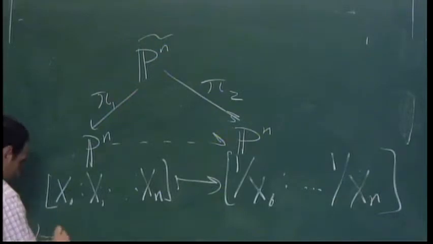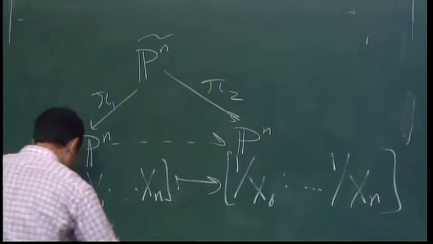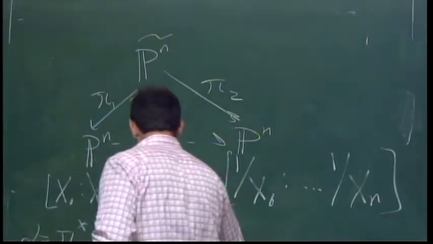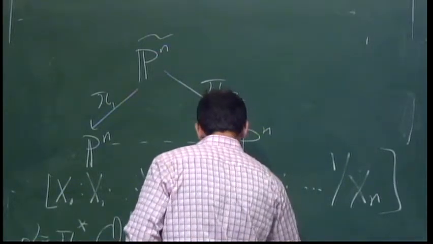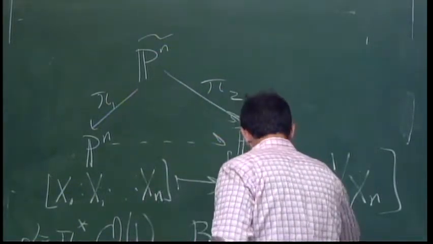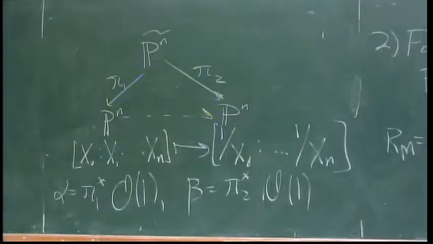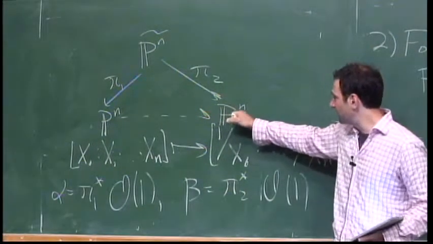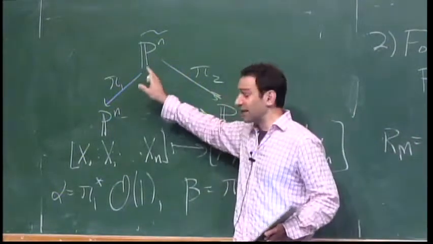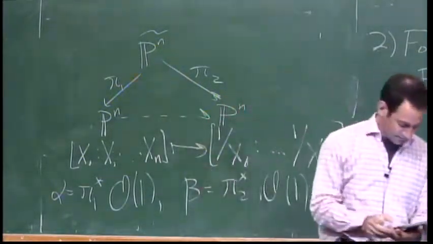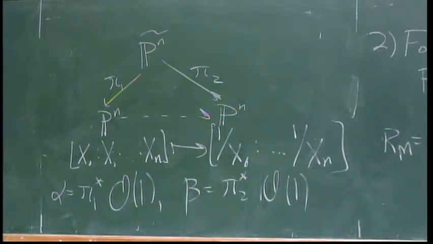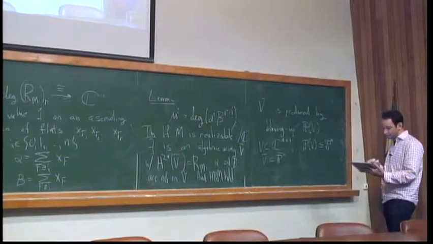And alpha is the pullback of a hyperplane class from the domain. Beta is the pullback of the hyperplane class from the image. And these are ample on the Pn, so their pullbacks end up being nef. And what you can do is perturb alpha and beta to make them ample again, apply Hodge-Riemann-Minkowski, get the Khovanskii-Teissier inequality, and take the limit back.